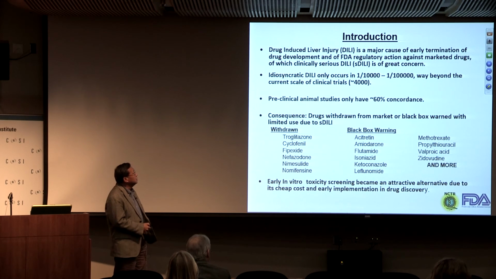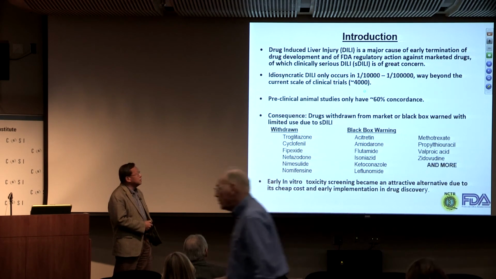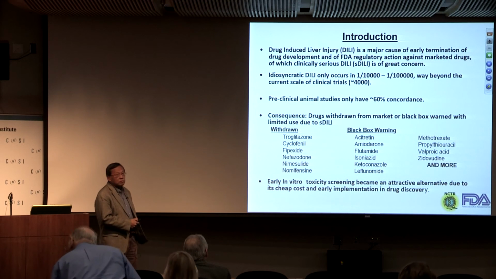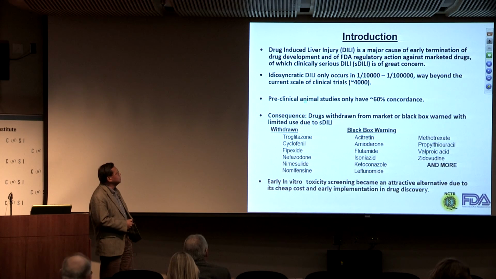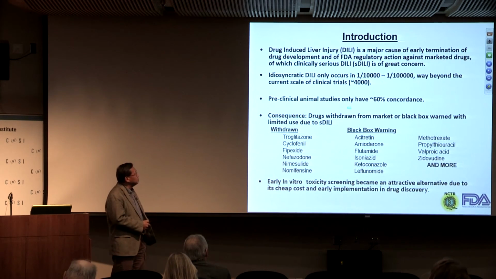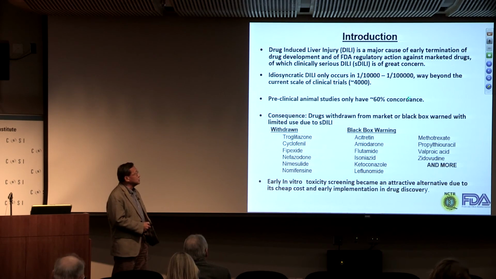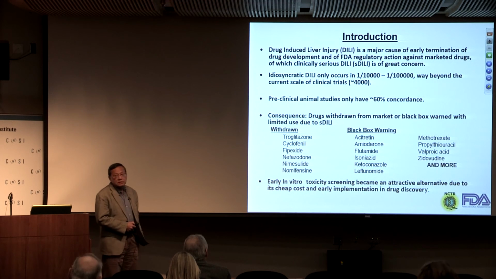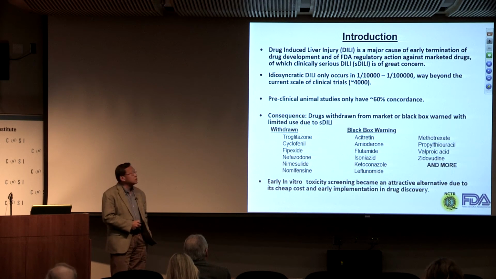drug-induced liver injury. That scale is way beyond the current scale of clinical trials. Clinical trials usually involve about 4,000 people, so you are not ready to see drug-induced liver injury in clinical trials. Also, one paper published in 2006 indicates that preclinical animal model studies have only 60% concordance with the clinical trials. That indicates that even animal studies are not sufficient to predict drug-induced liver injury.